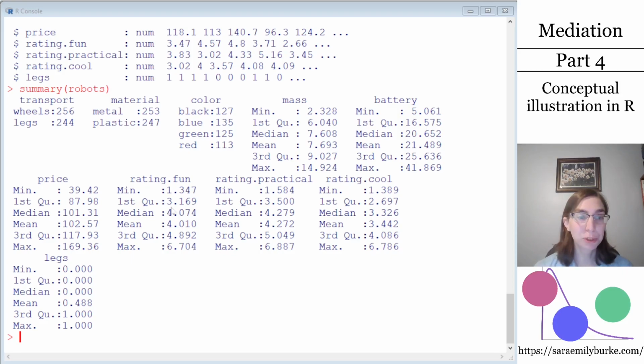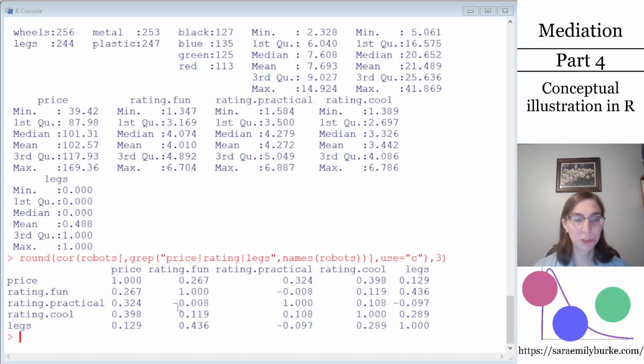And there are also three variables available that begin with rating dot something, which provide information about participants' subjective ratings of whether the robots are fun, practical, and cool, where lower scores indicate lower ratings of fun, practical, and cool, and higher scores indicate higher ratings. And that could be information that we use to try to help explain price differences between robots that have wheels and robots that have legs.